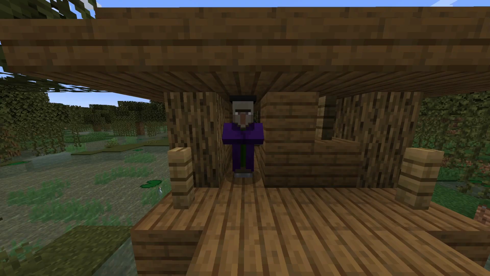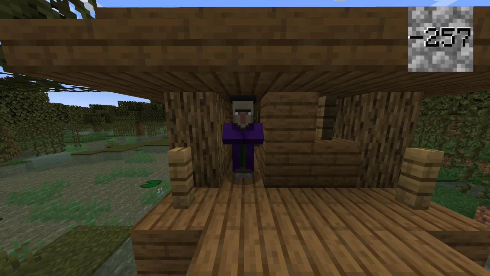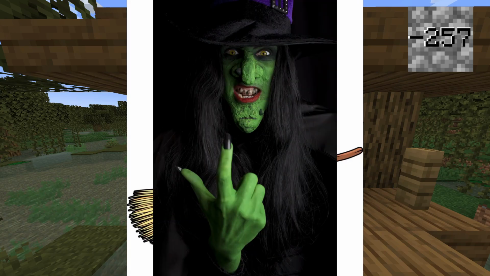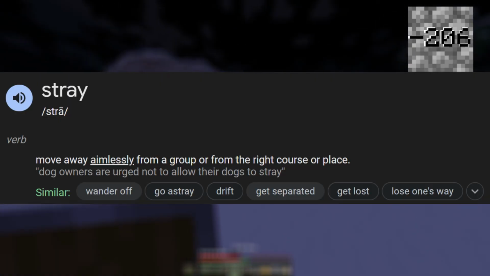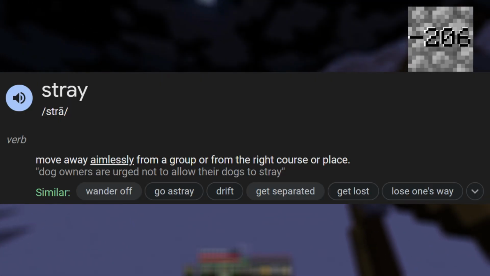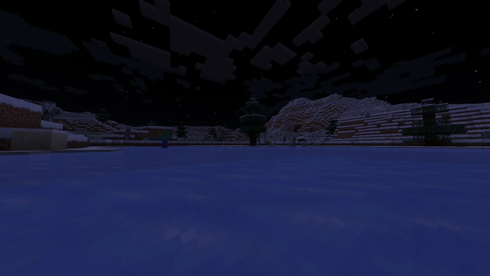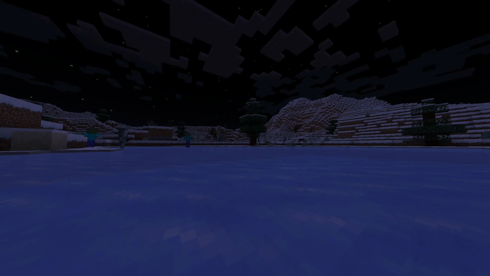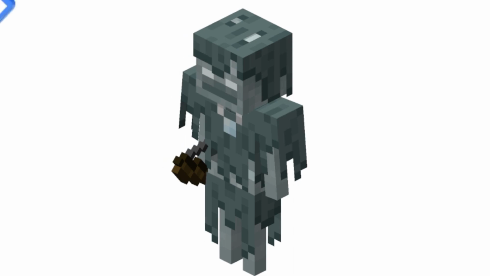In a similar boat is the witch with negative 257 points, showing images of cartoon witches and people in witch costumes. Next up with negative 206 points is the stray, meaning to move away aimlessly from a group or from the right course or place, which I feel like describes most Minecraft mobs who just wander around without any purpose in life. But the thing is that Google Images is just completely taken over by the funny cat game.